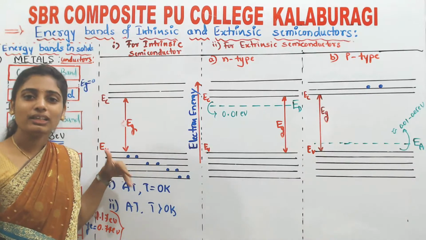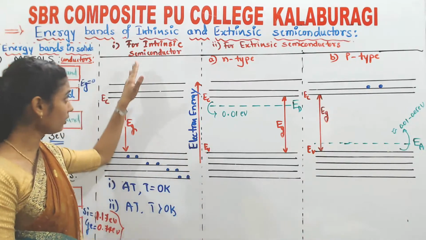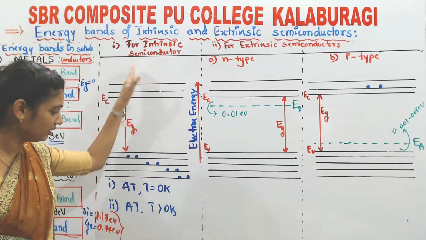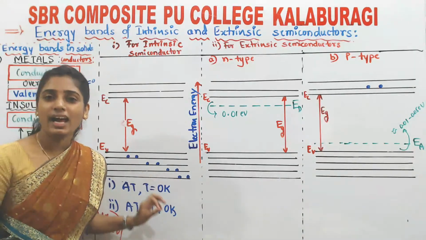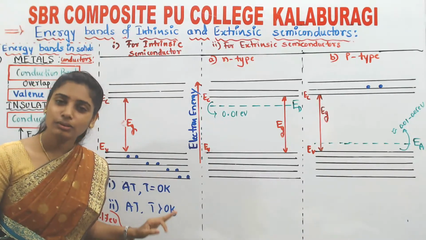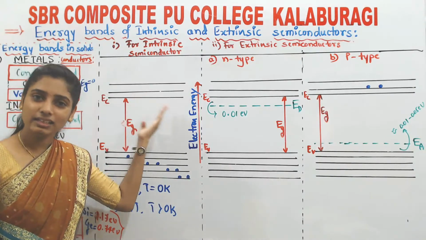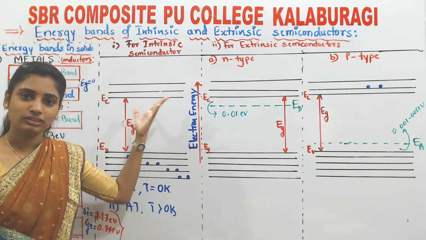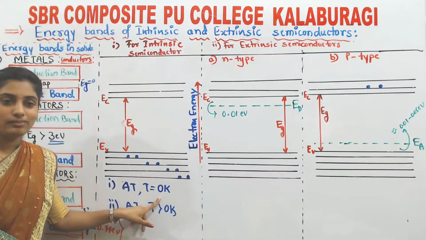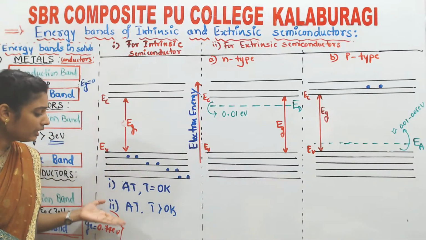So that's why I can say intrinsic semiconductors at 0 Kelvin act like insulators, perfect insulators. Why? Because there are no electrons in the conduction band, so no conduction. So that is at 0 Kelvin.